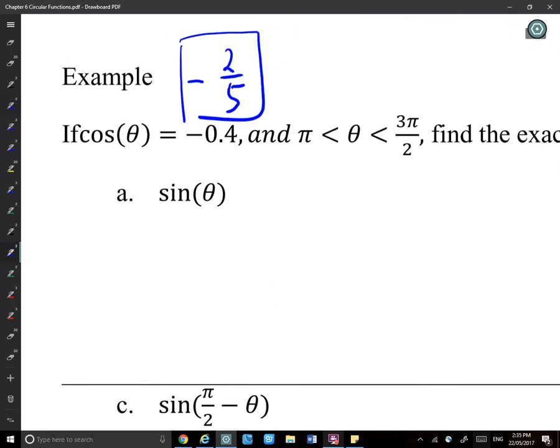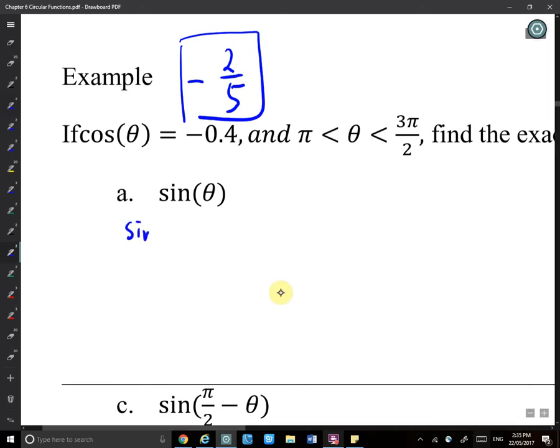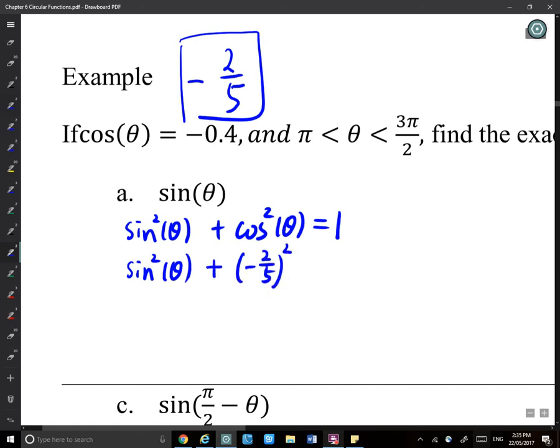If you know the cosine value, you can find any value like sine and tangent. But if it gives you sine to find cosine, or gives you cosine and asks you to find sine, you need to use the Pythagorean identities. And be careful, there's a particular way you need to write this. So we will have sine squared theta plus cosine squared theta equals 1. Therefore, sine squared theta plus negative 2 over 5 squared equals 1.